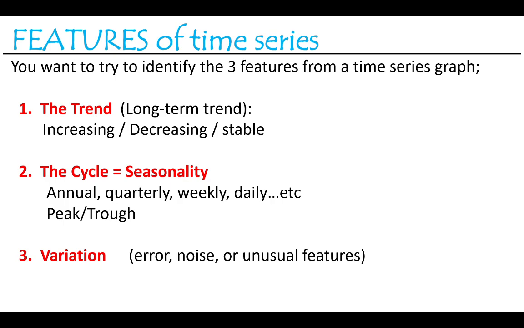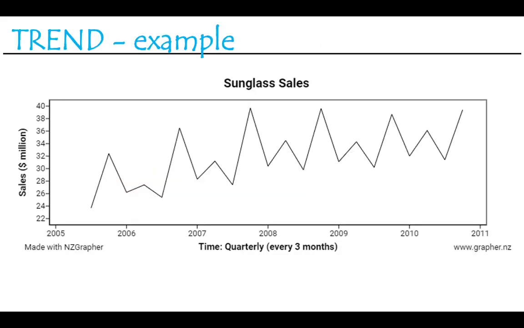Okay, there's another one called variation. It's more like an error or noise or unusual features, but we will discuss it later today. We are going to focus on the trend and the cycle or seasonality. Okay, so let's look at an example. This is the sunglass sales data set, and we will look at the trend first, okay?